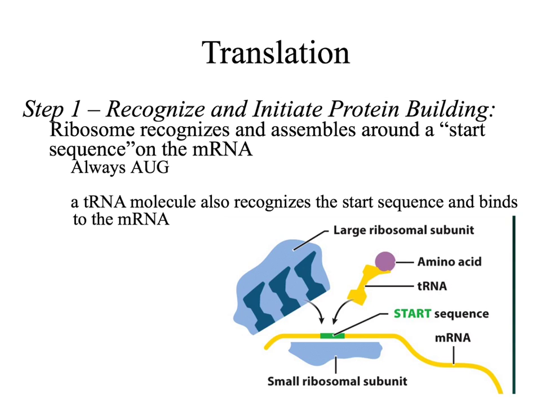During step 1, recognize and initiate protein building, our pieces are all going to come together in one giant machine. The ribosome will recognize and assemble around a start sequence, which is always AUG on our mRNA. Once that start codon has been located, the small and large subunits attach to the mRNA molecule. The tRNA that lines up with that codon will also enter the ribosome.